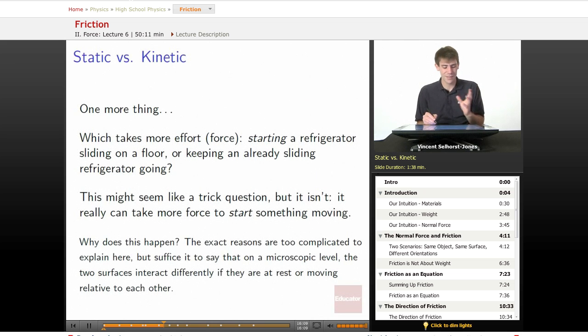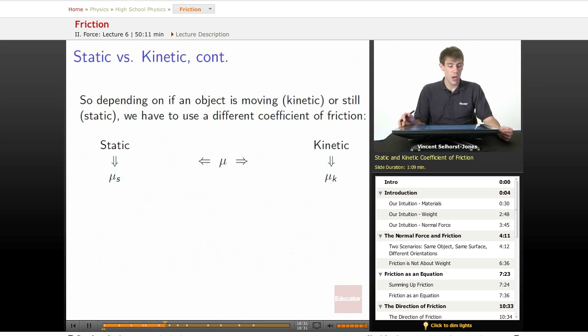But the exact reasons are a little too complicated, but suffice it to say that on a microscopic level, the two surfaces interact differently between one another. They're going to wind up interacting in a different way when they're still than when they're already moving against one another. There are slight differences happening microscopically, and sometimes major differences, as we'll see in some of the numbers that we're going to see soon.